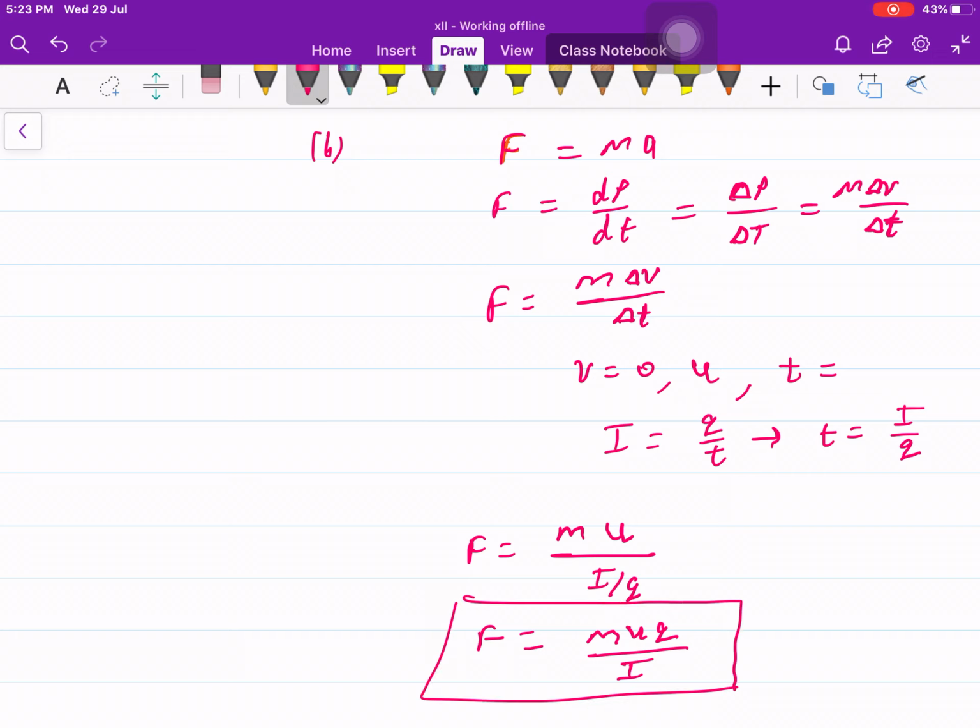We can put the value of u and m, and q, but I is not given, so we will not be able to have any numeric value, so we can leave it up to this point only. So that's it for this question. I think we got the question. Thank you.